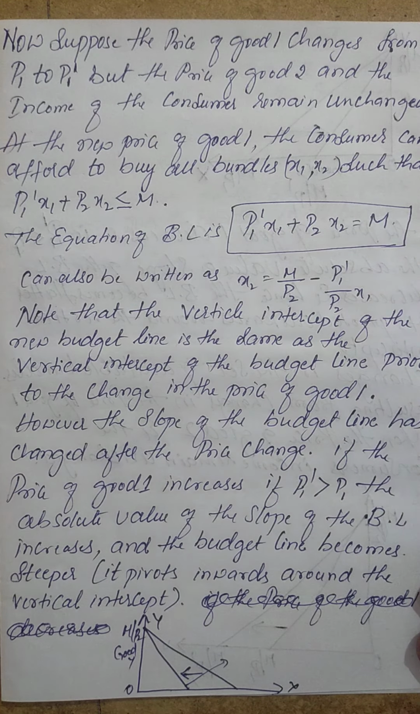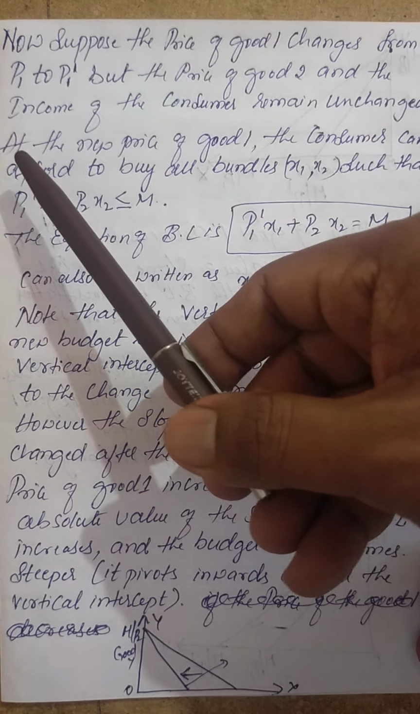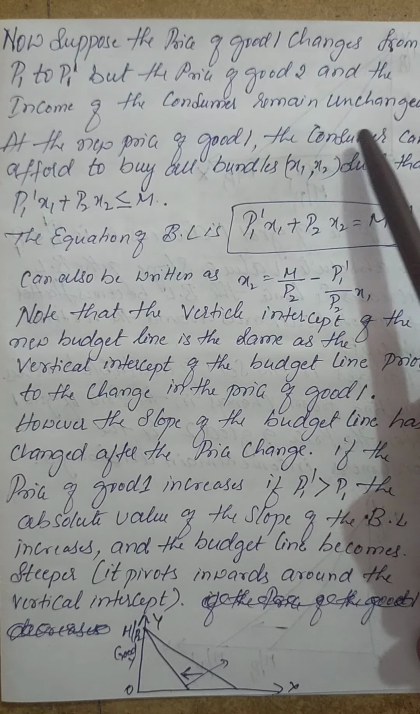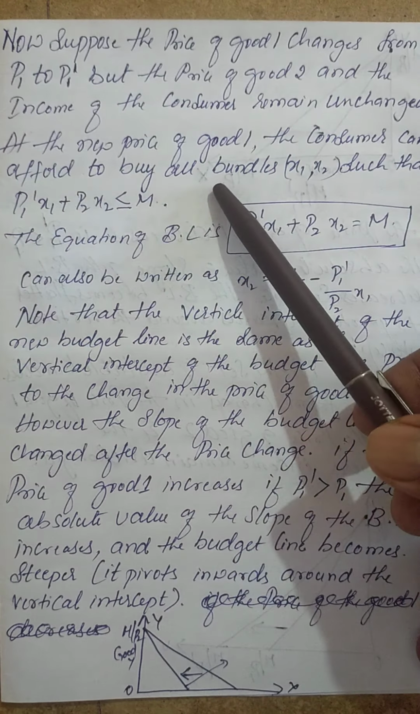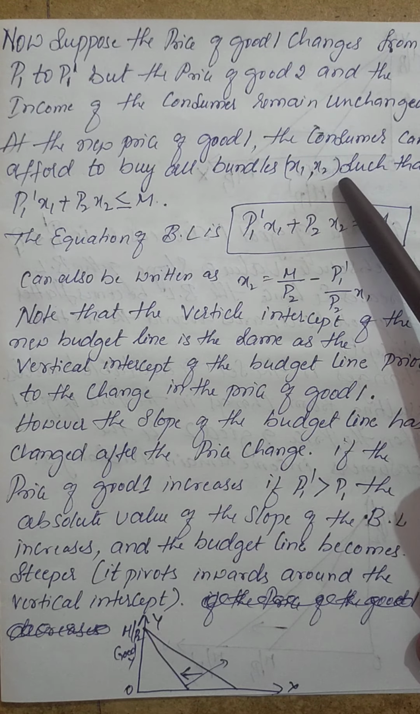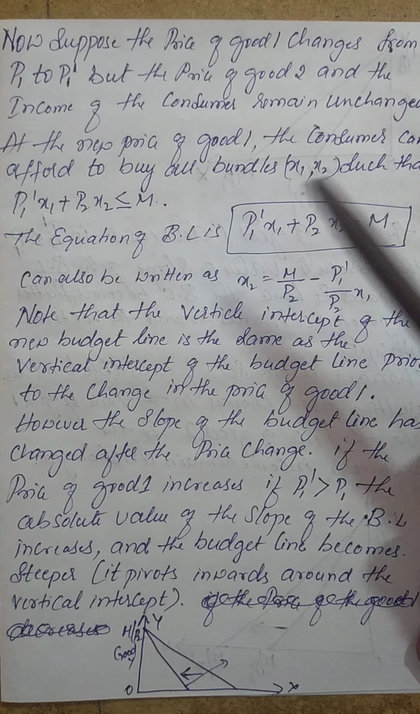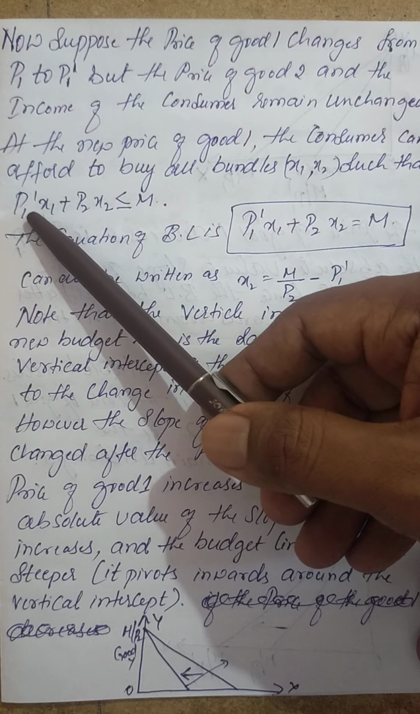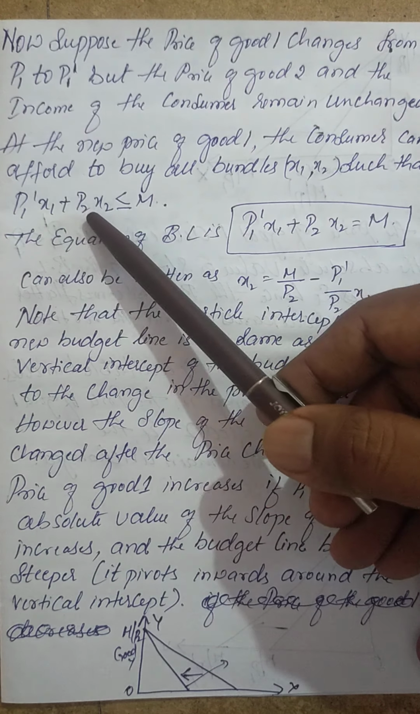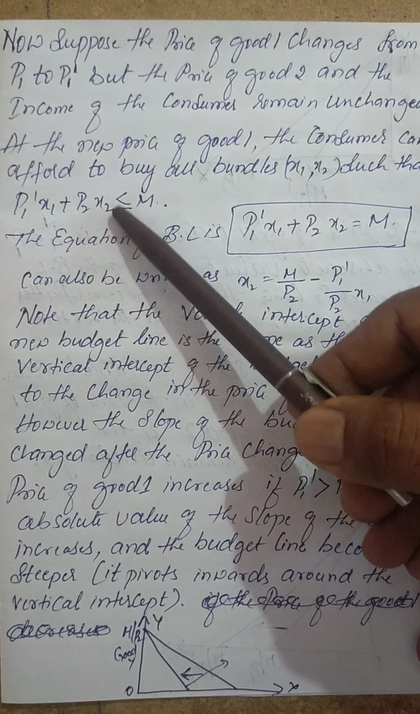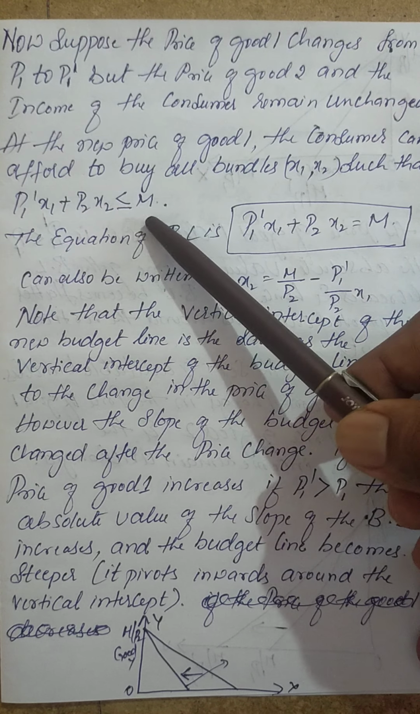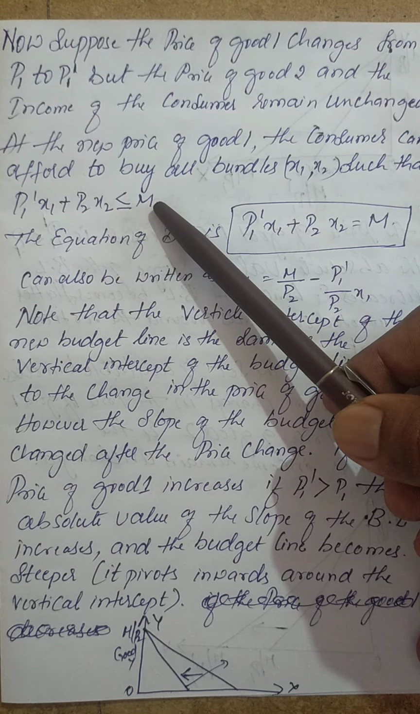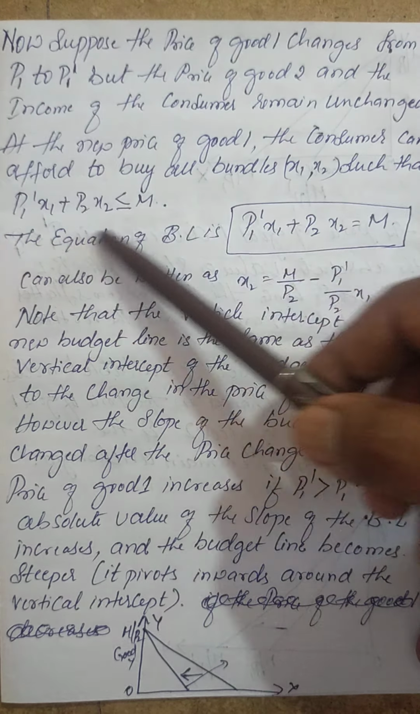What happens to the budget set? Let us see. At the new price of good 1, which is the change in price, the consumer can afford to buy all bundles of X1 and X2 such that P1 dash X1, where P1 dash is the changed price of the first good, plus P2 X2, which is not changed, is less than or equal to M, the income, which is not changed. So this becomes the expression.